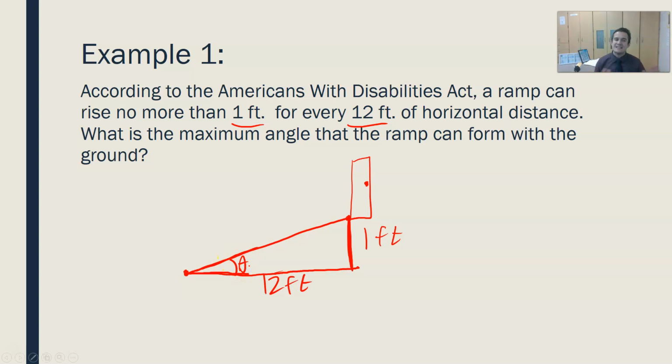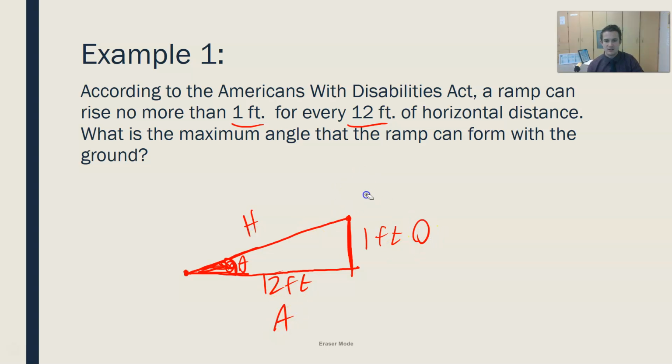What is this angle? So step one, I drew a picture to represent this situation, I labeled all the sides with the information that I know. I know that I can't rise more than 1 foot for every 12 feet of horizontal distance. I've determined what I need to find. It's this angle between the ramp and the ground that I'm trying to find. So now let's determine what trig ratio I'm going to use. So if I put my thumb on this angle, this is the hypotenuse, opposite, and adjacent side.